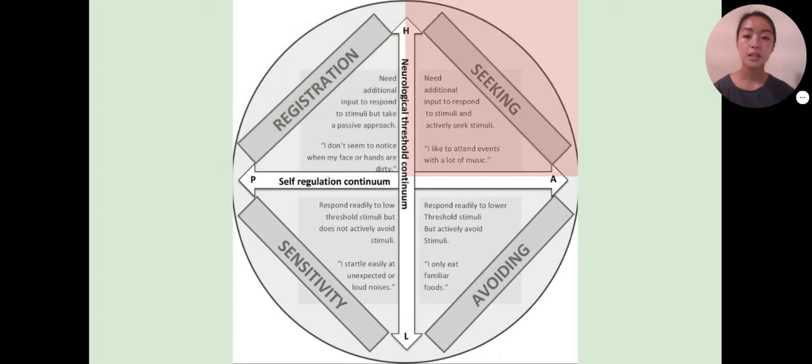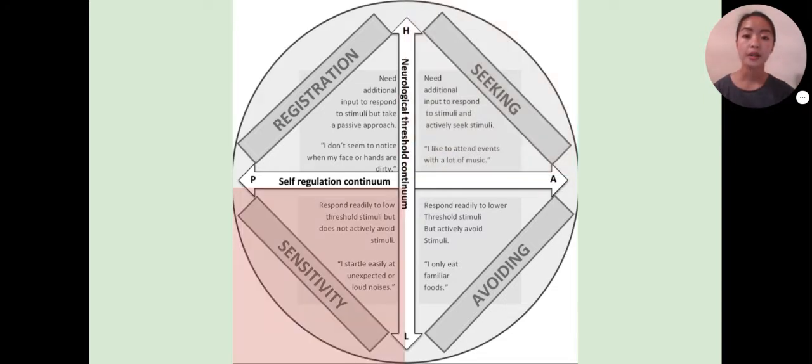On the top right are seeking patterns, or the seekers. These are children with high thresholds and high activity. They love sensory input. They want more because they need more. They often look really active, constantly moving, always fidgeting. They actively seek input. They might touch everything or look at everything.